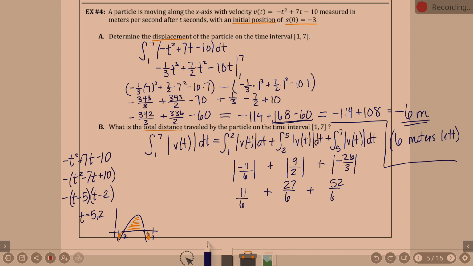Okay, if I did that correctly, 11/6 plus 27/6 plus 52/6 is 96, is what I got, right? That was just me adding. And then when you divide, 6 goes into 90 15 times. 15 meters.